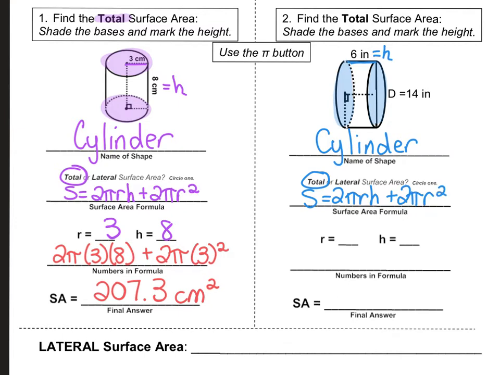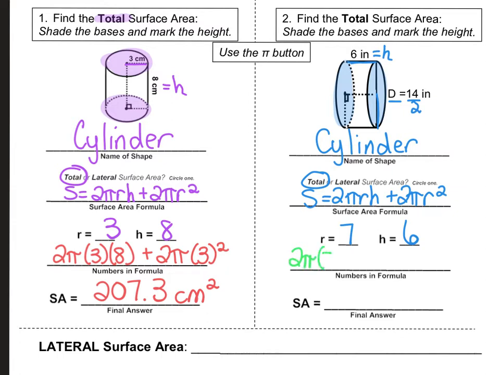So radius, if you look here, they gave us the diameter. We just talked about what we need to do in order to find the radius, and that would be to divide the diameter in half because we only want halfway. So 14 divided by 2 is 7. We marked our height as 6. So now we just plug it in. Now, a common mistake is for people to use that 14, so be very careful about that. We are going to use our pi button.